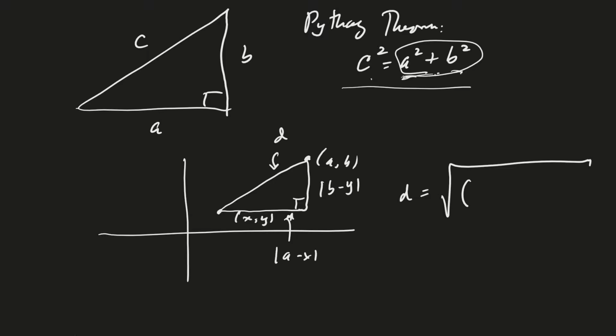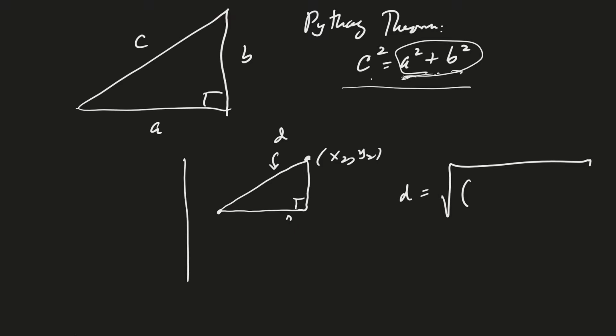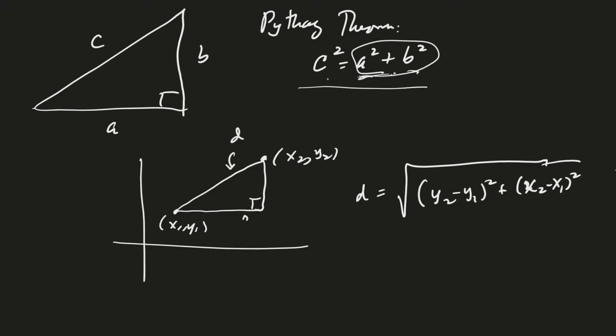Maybe I should write this differently. Sorry about that. Let's call this x2, y2, just to be sure that it makes sense to you later. So we're not doing the scarecrow thing. Let's call this one x1, y1. Then it's going to be the difference of y's squared plus the difference of x's squared. Good. And so that is the distance formula.